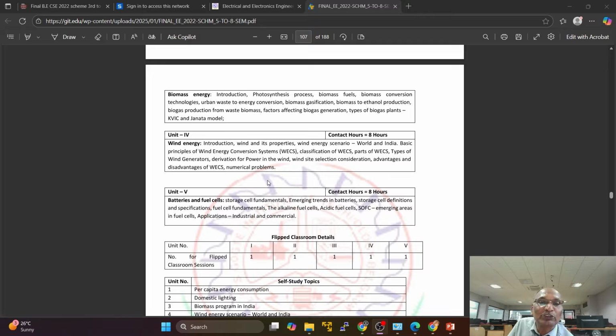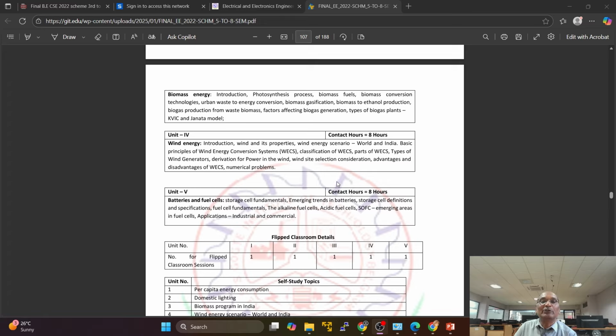Now coming to unit 4, you will be studying wind energy and its properties. What is the scenario of wind, the scope of wind in India, and what are the basic principles of wind energy conversion systems. They are classified as horizontal and vertical wind energy conversion systems. Those mills are erected, and the power generated by windmills is proportional to the cube of the wind speed.